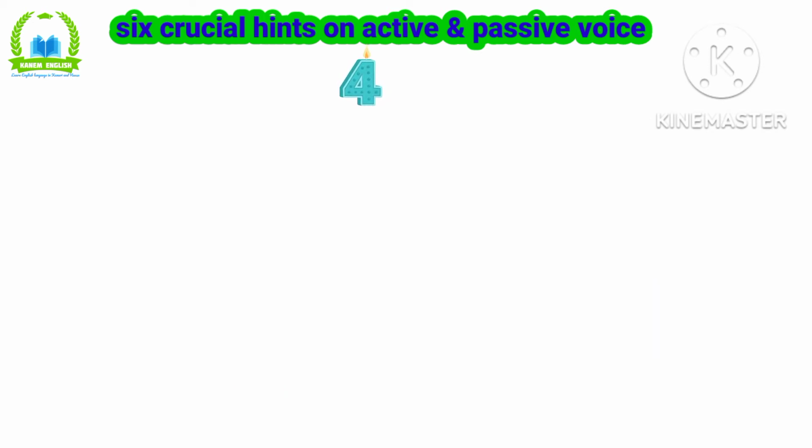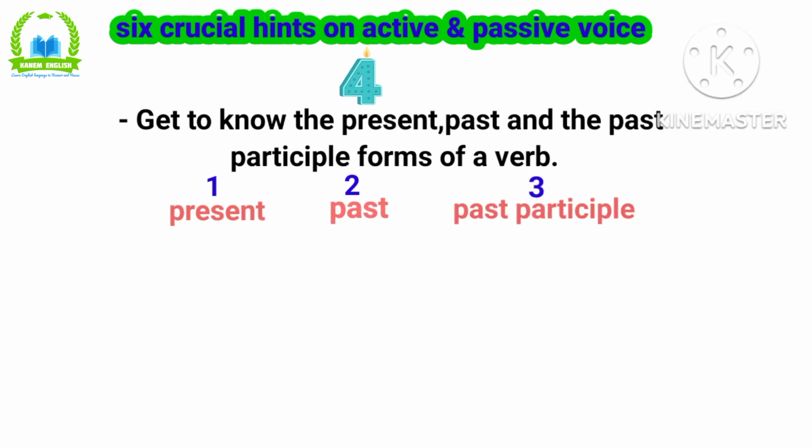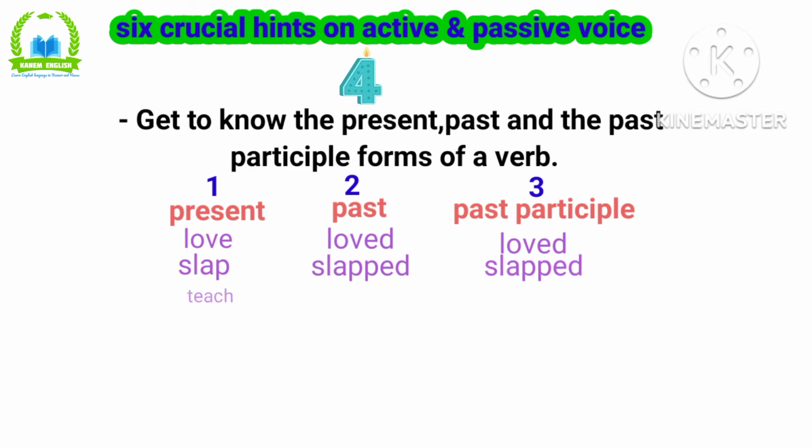Hint number 4. Get to know the present form, the past and the past participle forms of a verb. Example, the present form is love, the past tense of love is loved and the past participle is loved. Then slap, slapped, past tense, slapped, past participle. Teach, past tense taught, past participle taught. Read, past tense read, past participle read.